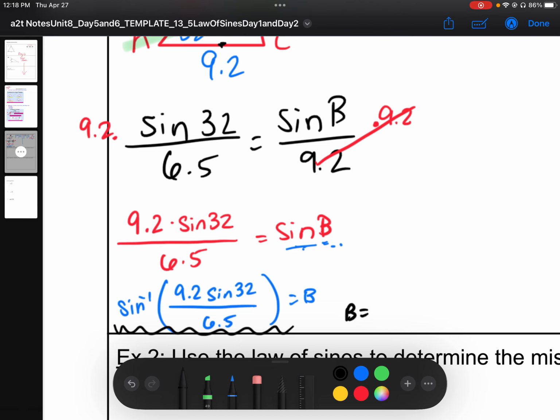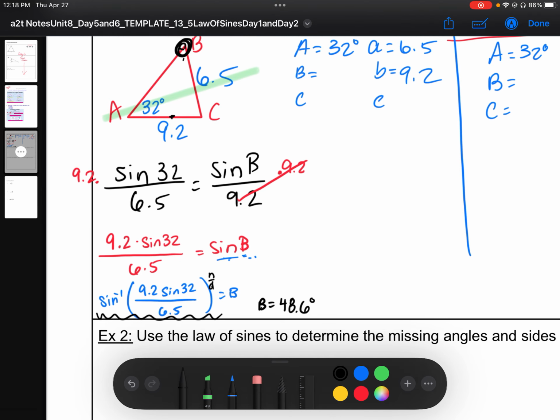So take a second and do that. I usually like to use the N over D button in my calculator when entering in this fraction. If you need time, pause it, but I got 48.6 degrees. So we're stating that this angle is 48.6 degrees. Is that possible? If 32 and 48.6 added to more than 180, I have to throw that away right now. That triangle is not possible. Then I would have to keep going with the next steps.